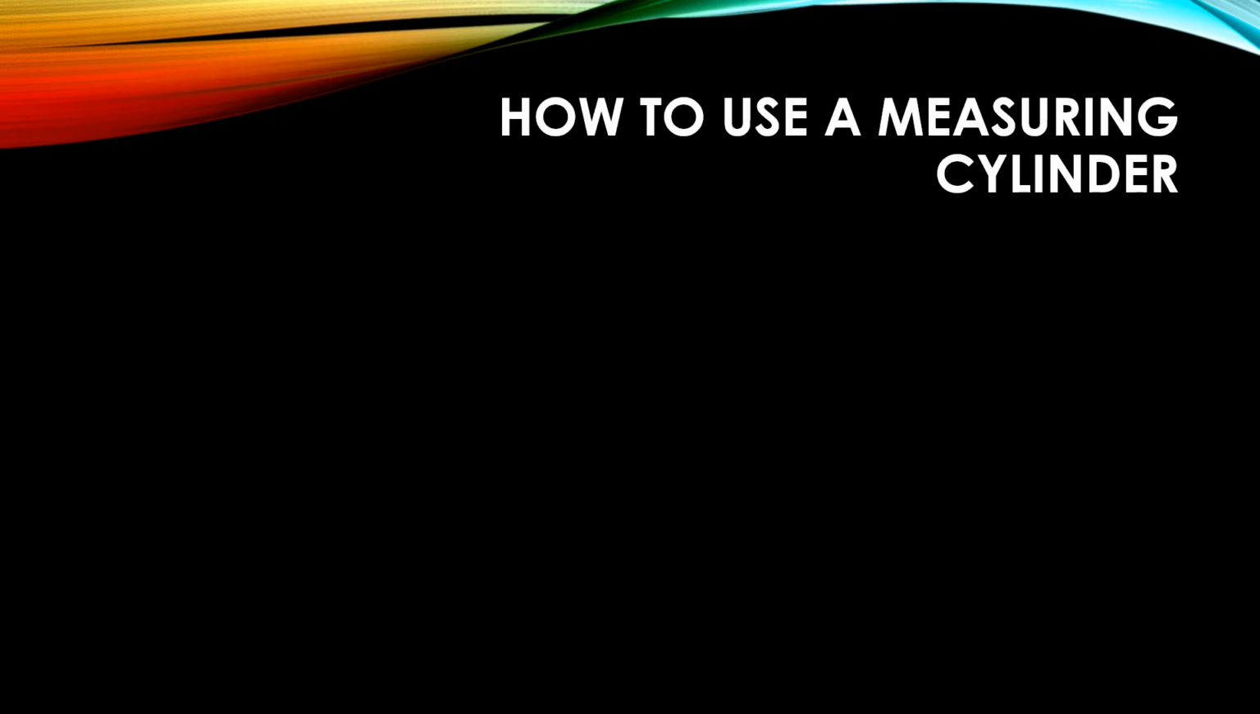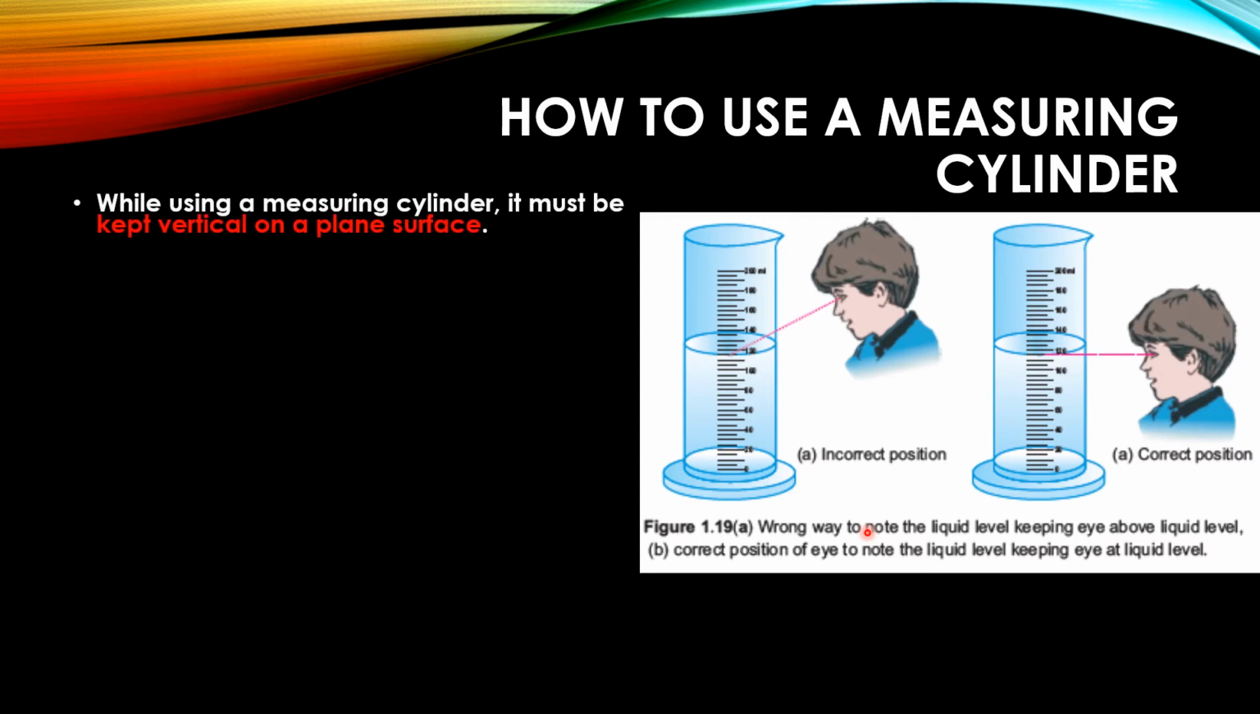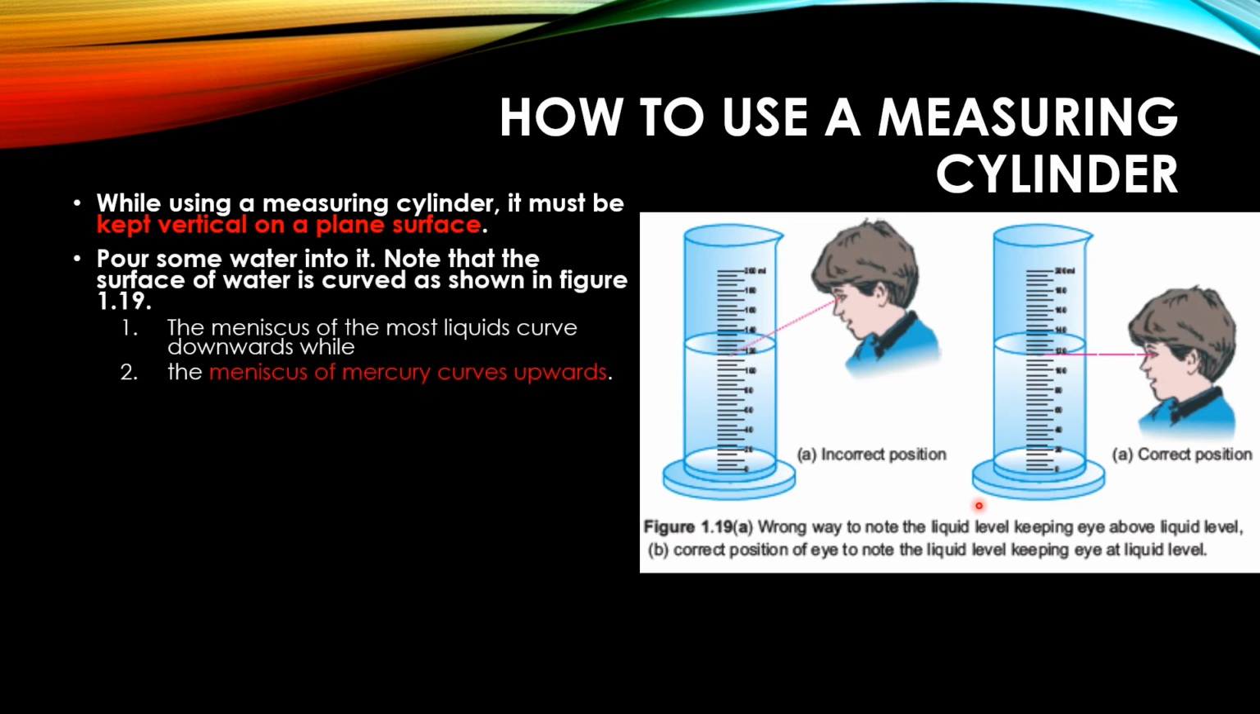How to use a measuring cylinder? In figure 1.19, you can see the measuring cylinders. Now I will tell you how to use it. While using a measuring cylinder, it must be kept vertical on a plane surface. It means that the surface on which the measuring cylinder is placed must not be uneven.